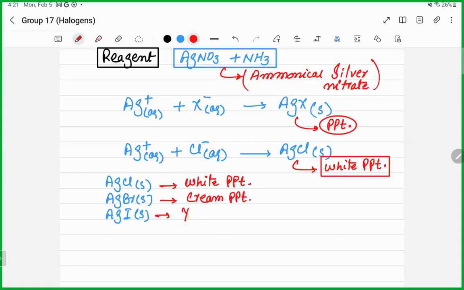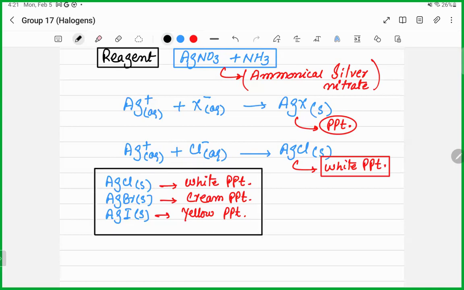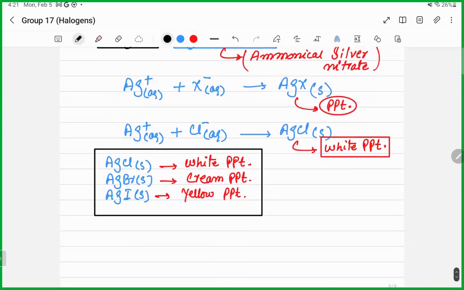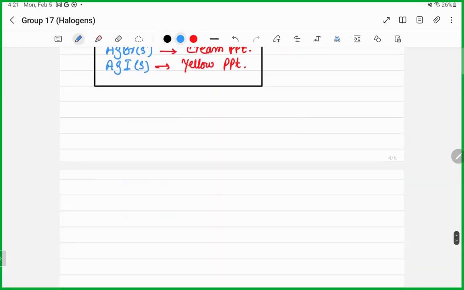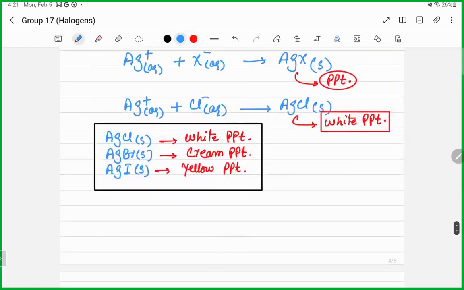And these are the yellow precipitate. थोड़ा सा yellowish color हो जाता है. Clear? So this is very important that you know the color of these precipitate, and you should know the identity that when you are adding Ag positive to Br negative, cream precipitate जो बन रहे हैं उनका color क्या है. ठीक है, clear? Now इनकी कलर में sometime confusion हो जाता है.